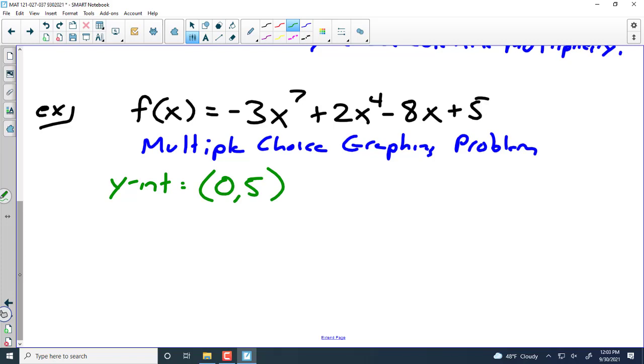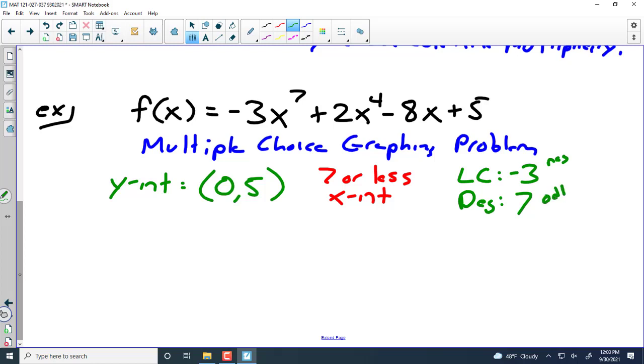Well done. We also know that it must have 7 or fewer x-intercepts. Does everyone agree that's a fair statement? I don't know if it has 7, but I do know that there's no way it has more than 7 because the degree is 7. What else can we do pretty easily? Leading coefficient, that's a good idea. And what's the other thing we find? Leading coefficient and the degree. Leading coefficient looks like -3. Degree looks like 7. Looks like we have a negative leading coefficient. Degree is odd.